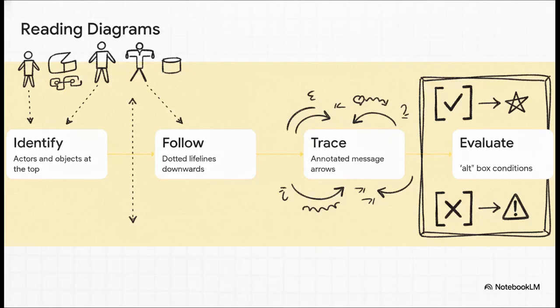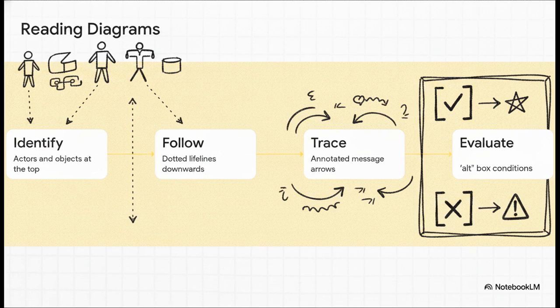Let's step through exactly how you interpret these diagrams, especially when things get a bit more complex and logic gets involved. We've seen the actors, the lifelines, and the messages, but often you'll see a large rectangle labeled ALT. ALT simply stands for alternatives. This is how we model conditional logic. It's essentially an if-else scenario in programming.